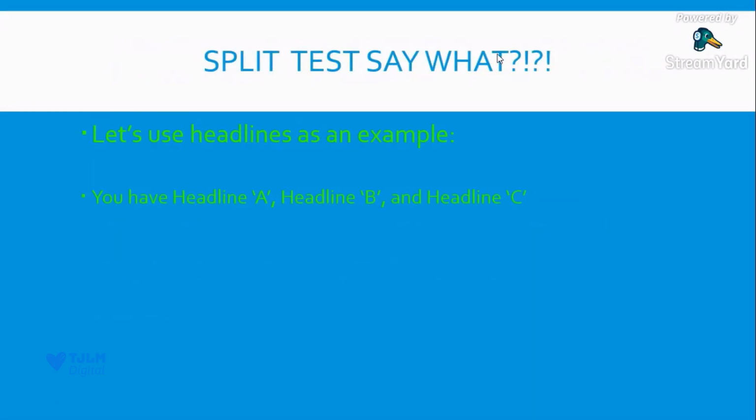So, how exactly do we do this? What exactly does it look like, right? Let's use some headlines as an example. So let's say you have headline A, B, and C. You've put a lot of time into this. You've really worked and developed this, and you just think that these are the cat's ass and these are the bomb. And in your mind, in your opinion, these are the greatest headlines of all time.